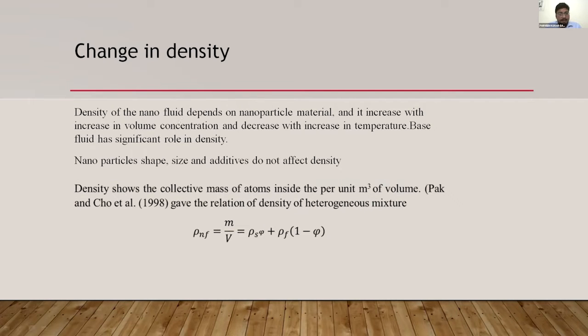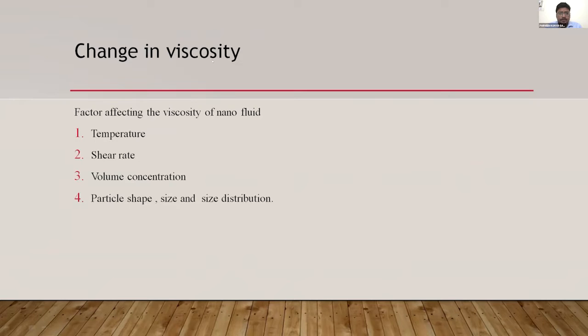Density is the mass per unit volume. If we take one cubic meter of volume, the mass of atoms in it is known as density. But the density of nanofluids varies. Normal density is mass upon volume, but for nanofluids we have this expression. Viscosity varies with temperature, shear rate, volume concentration, and particle size.